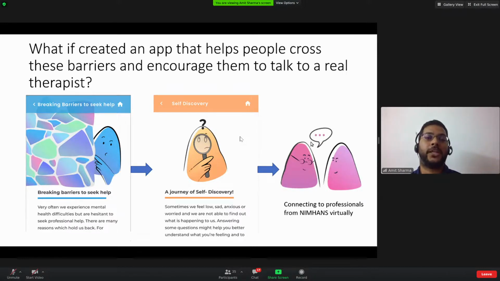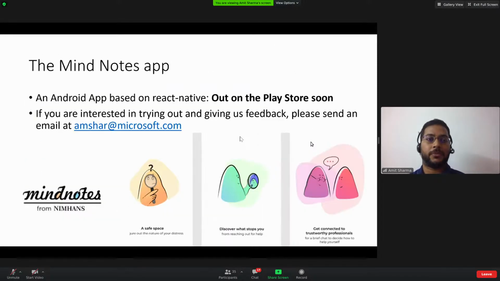We also want to enable people to learn about themselves as well. Because you might be feeling low, sad, anxious, but you may not be understanding exactly what is going on. So with that, we thought, let's create an app, because none like that exists. Most apps today focus on self-help, which means that you can get many techniques and tricks to have a good habit routine, work on yourself, and so on. But none exists to actually break your barriers to seek help.